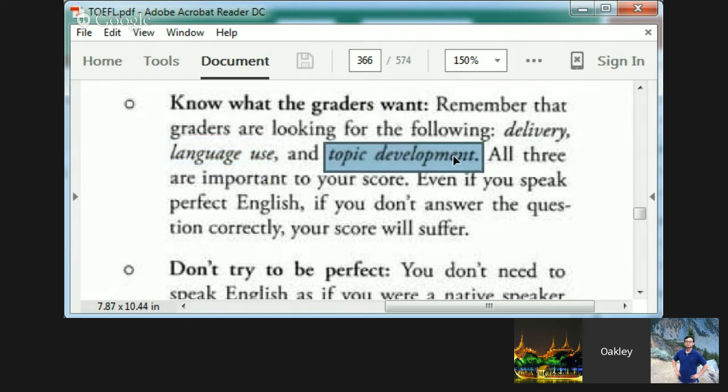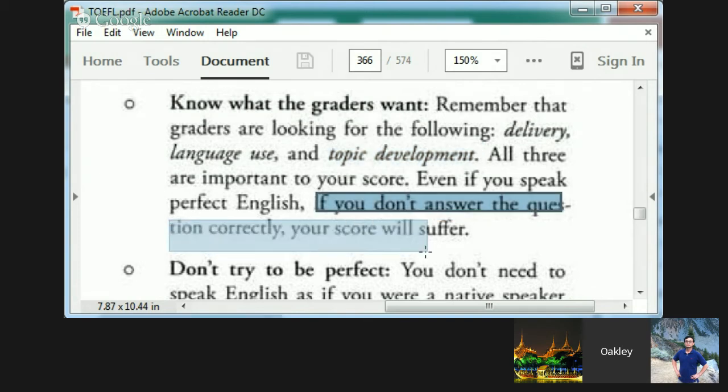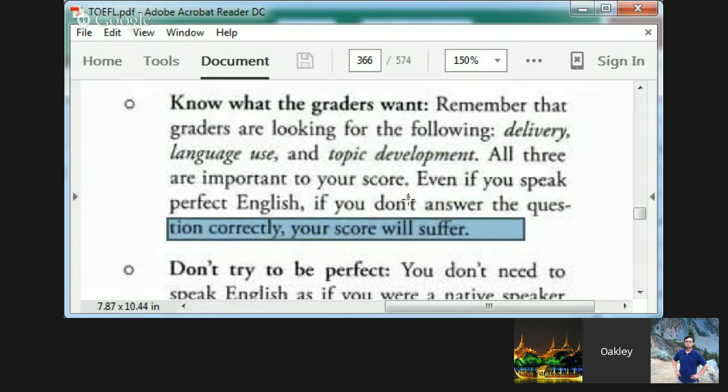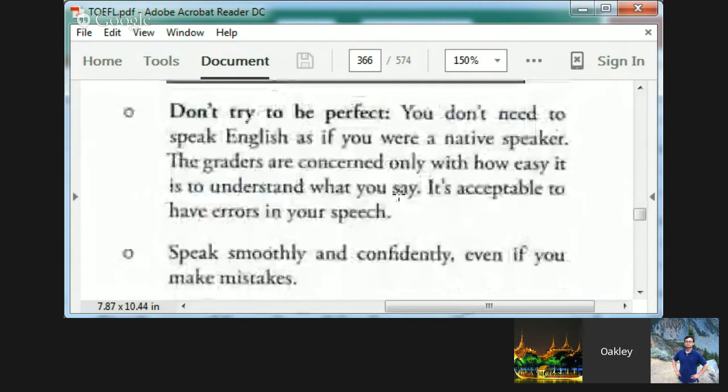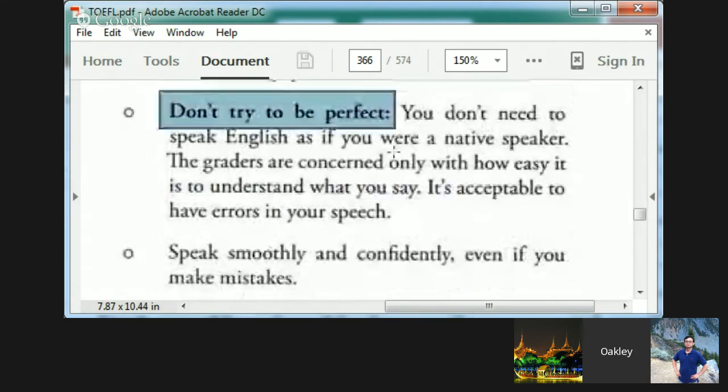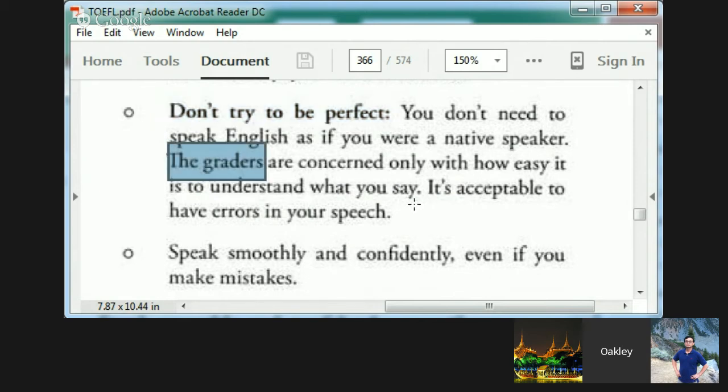You have to answer the question as fully as you can. Okay, even if you speak perfect English, if you don't answer the question correctly or with enough detail, or if you don't answer what they're asking you to answer, your score is going to suffer. Don't bother trying to be perfect. You won't be anyway. Even native speakers don't speak perfectly. What the graders are actually looking at is how easy it is to understand what you say.